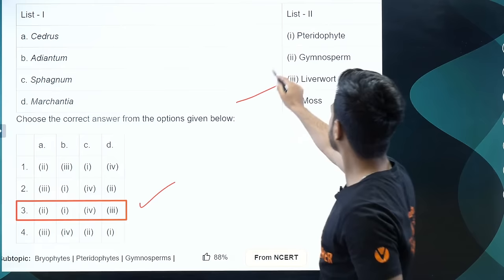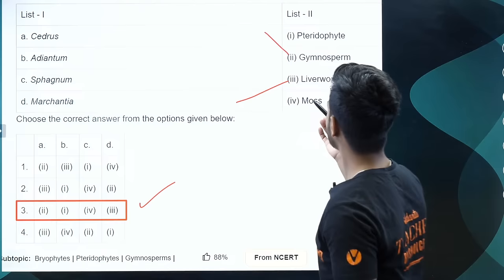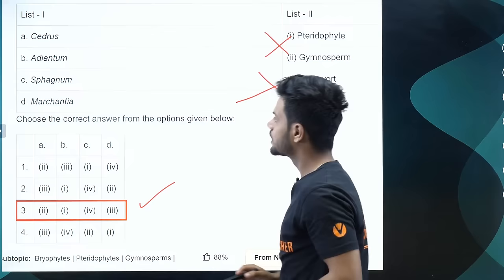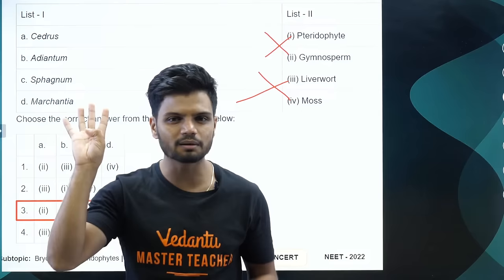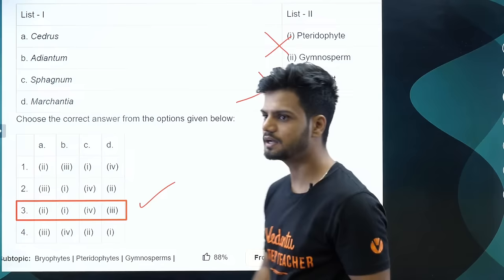If you want to solve everything else, see here. Cedrus is your gymnosperm. Adiantum is going to be your pteridophyte. Then we have Sphagnum, which is going to be your moss. Remember, in the case of mosses, there are two examples: Sphagnum and Funaria. Easy question.